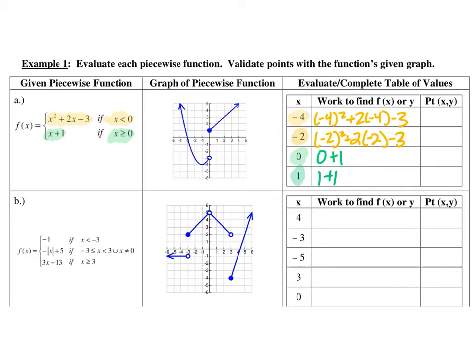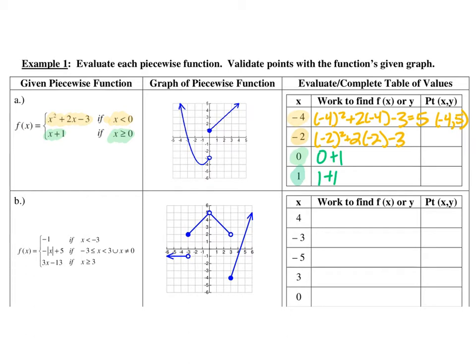simplify them. -4 squared is 16, plus 2 times -4 is -8. 16 minus 8 is 8. 8 minus 3 is 5. So the point x, y is -4 as the input, and 5 is the output.